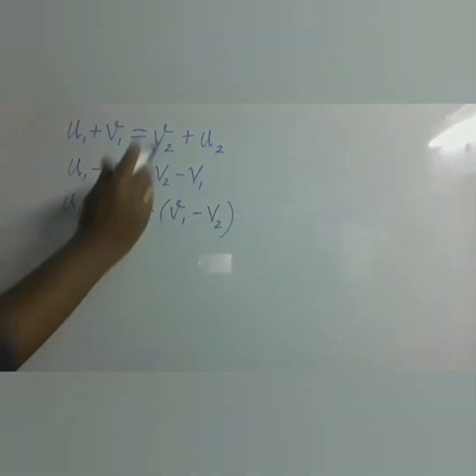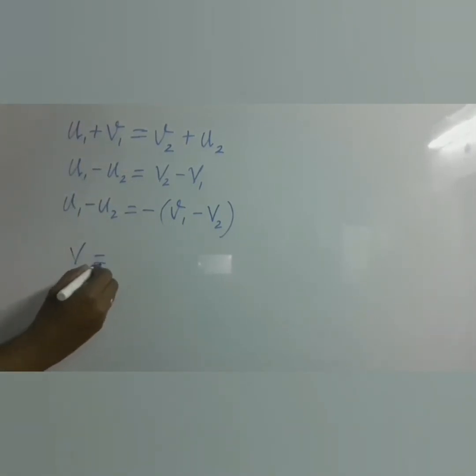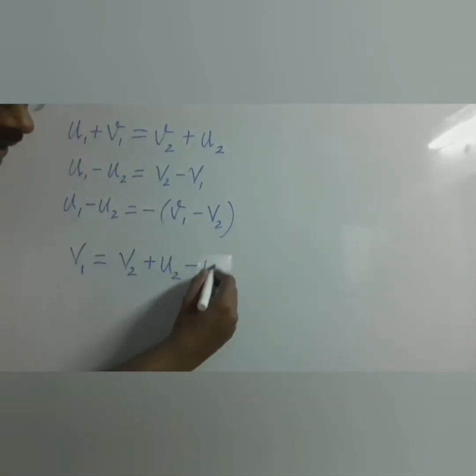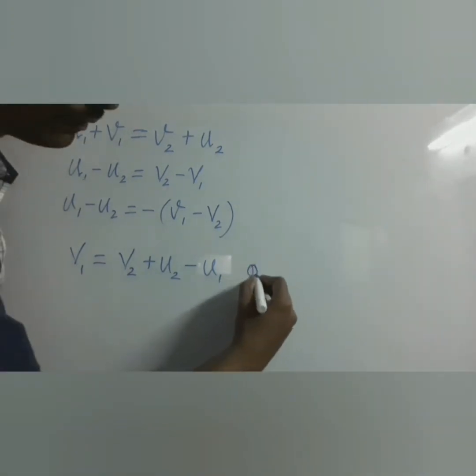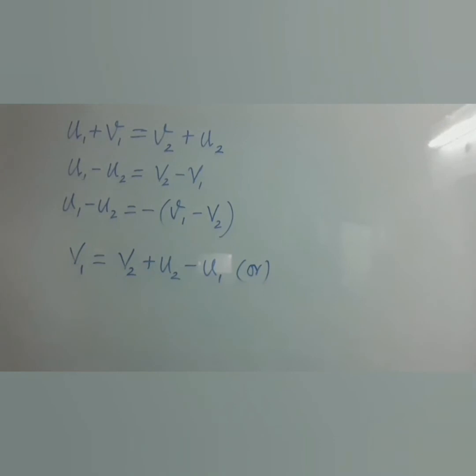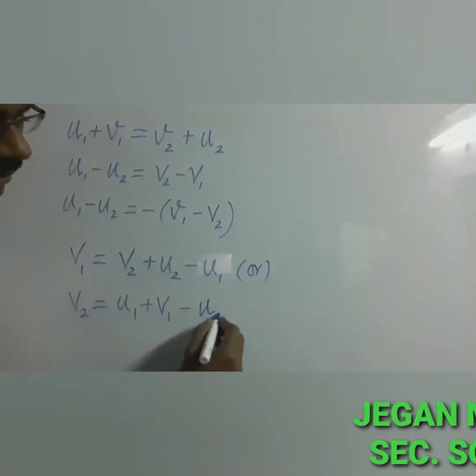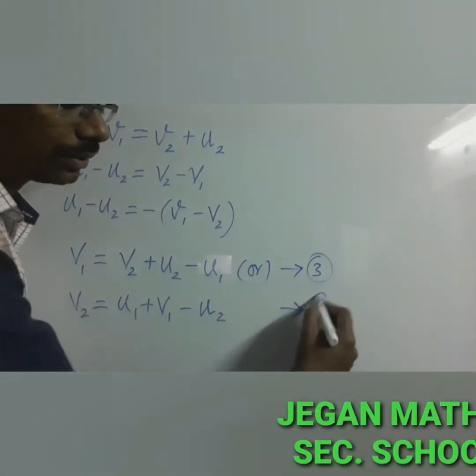To find the final velocity of the first object, you can rearrange this expression. Let me take this expression. V1 is the value you have to find, so this is the final velocity of the first object. V1 is equal to V2 plus U2, then minus U1. Or if you want to find the final velocity of the second object, that means V2, then V2 is equal to U1 plus V1, and U2 can be taken to the left side, minus U2. Let us take this equation as the third equation, and this one as the fourth equation.